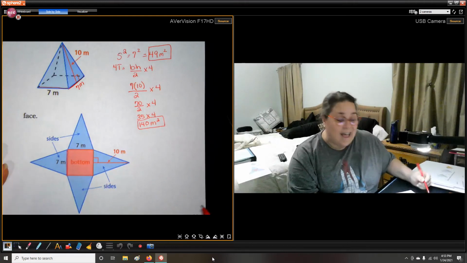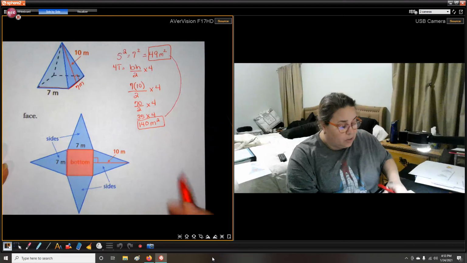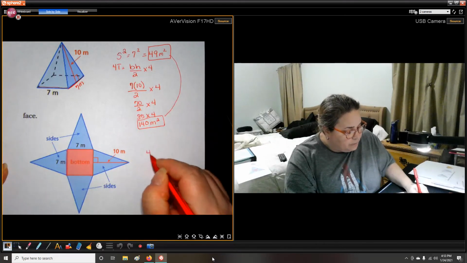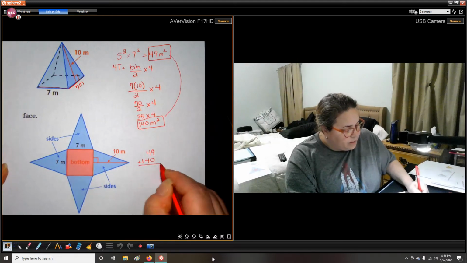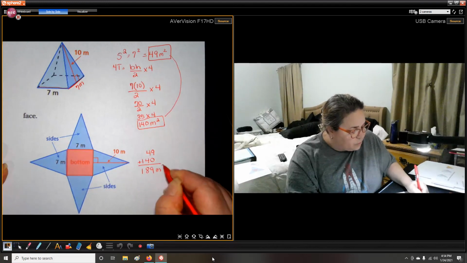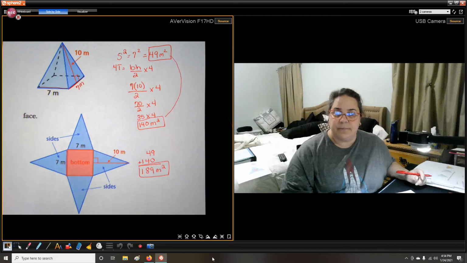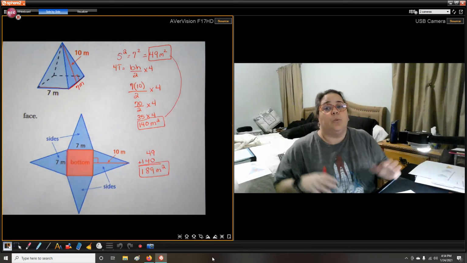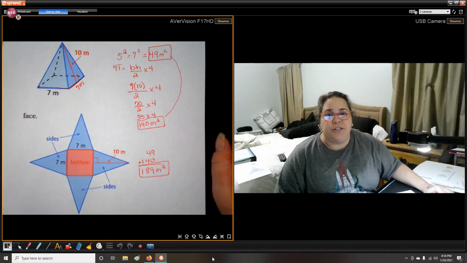And then I add my 2 numbers together because remember I'm doing the surface area for everything. So I have 49 plus 140. That's going to give me 189 meters squared. 189 meters squared. Okay. If this seemed difficult to you, watch it a couple of times so that you can remember all the things that I tell you to do, okay?